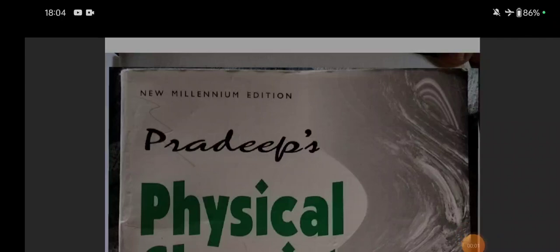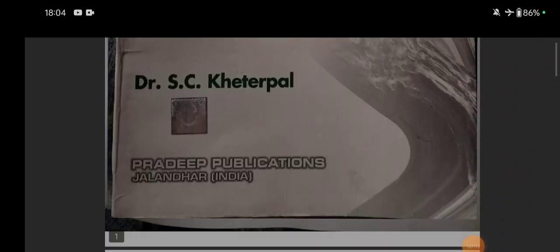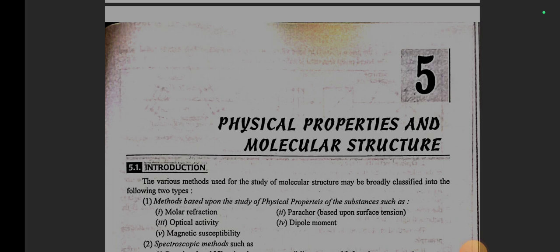This video is for visually impaired students. Let's start physical properties and molecular structure from Pardeep's book.